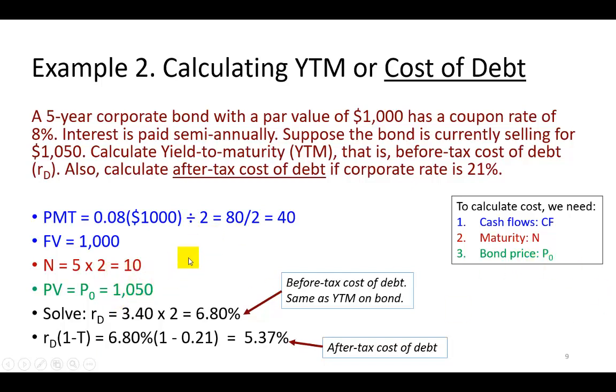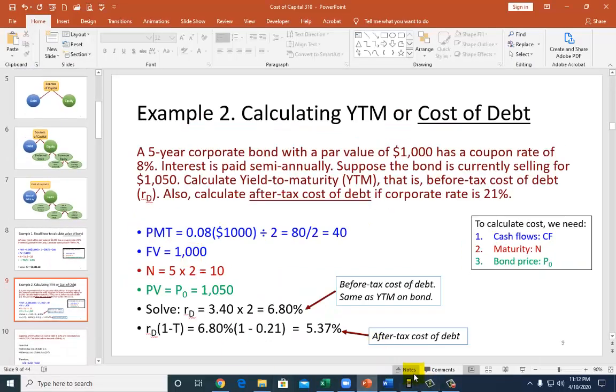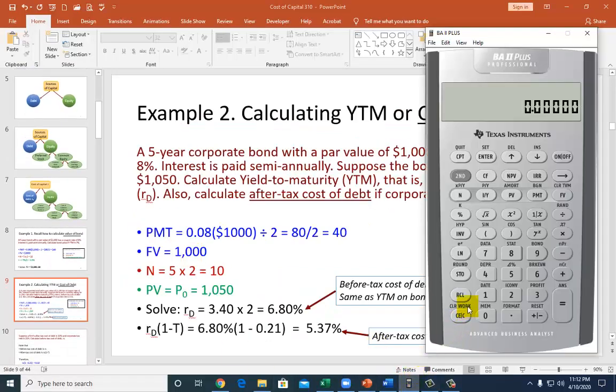So we feed these into the calculator, and I'm going to do that real quickly right here because I want you to pay attention to a certain operation. So second clear TVM, second clear work. Again, 40 is our payment, 1,000 is our face value, and then we put in 10, that's our N, and then 1050 with a negative. Anytime you put in PV, put it in as negative, all right? That way when you calculate your result, it comes out nicely. So now we compute I/Y.